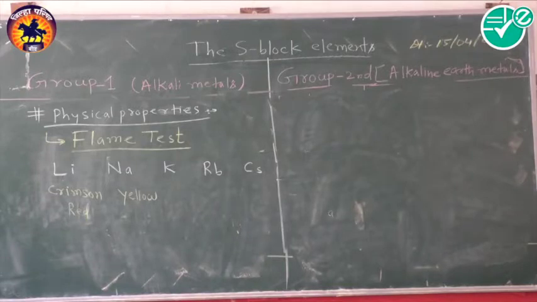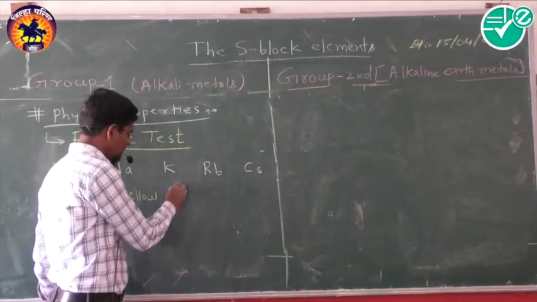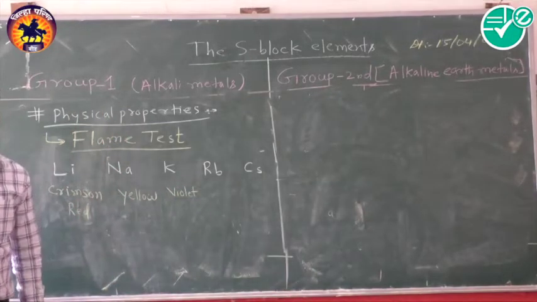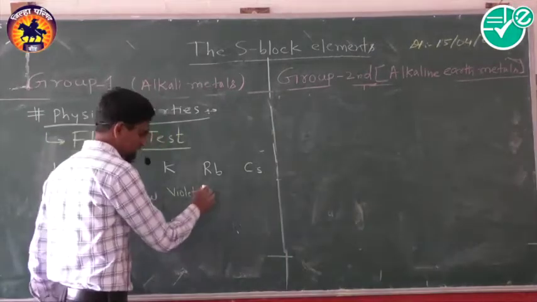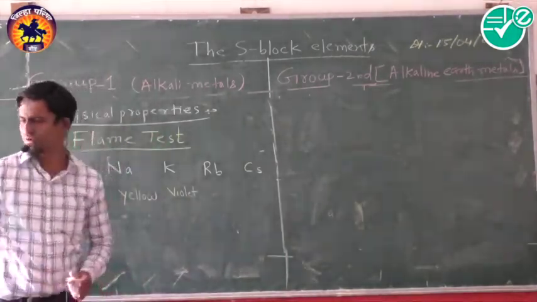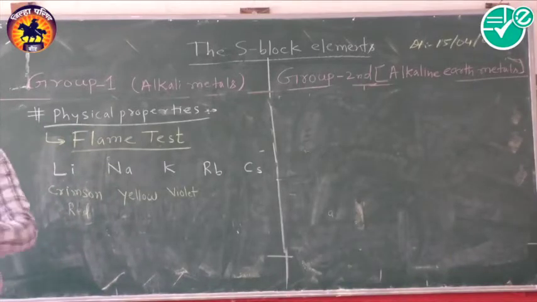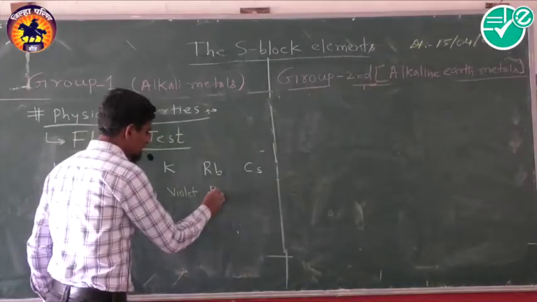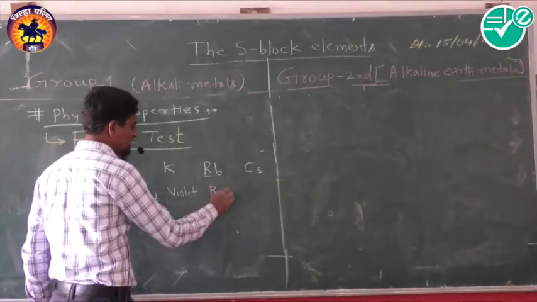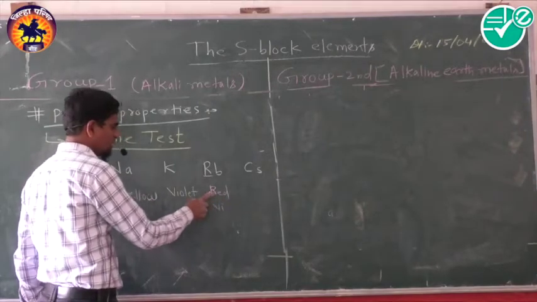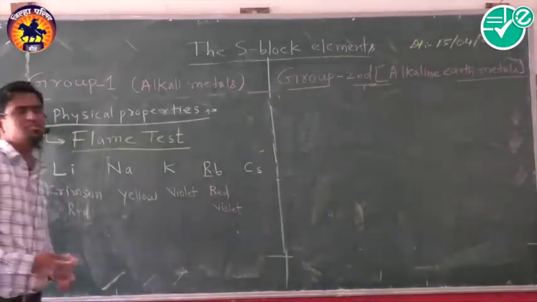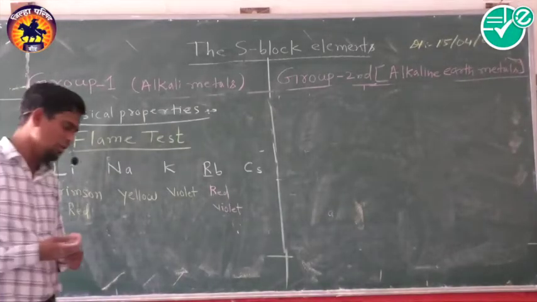For potassium, we will see violet color. For rubidium, we will see red violet color. Remember, this is red violet, because before red, violet is here. And for cesium, the last one, it is blue color. We will observe.